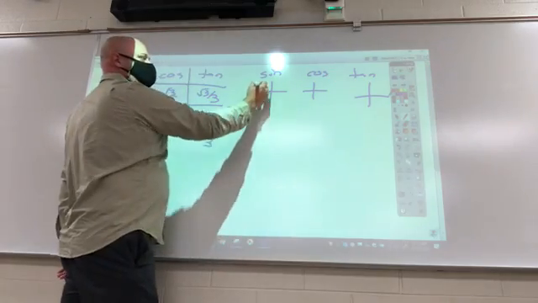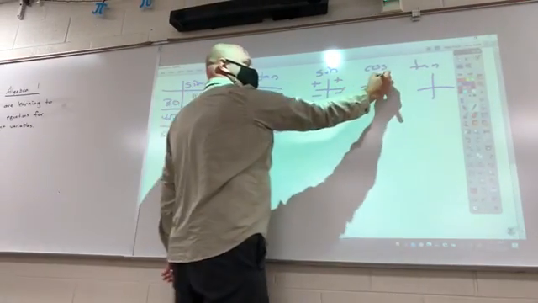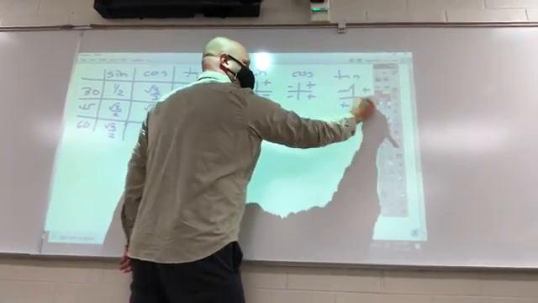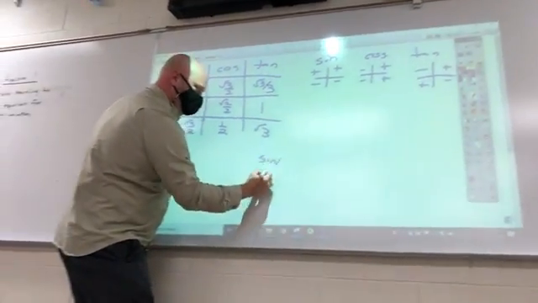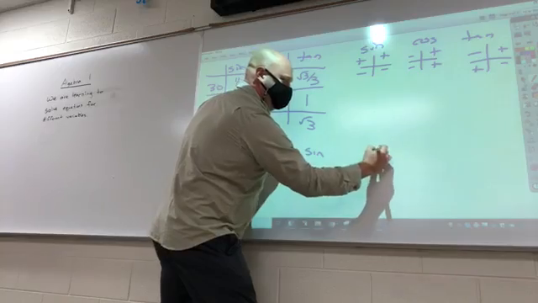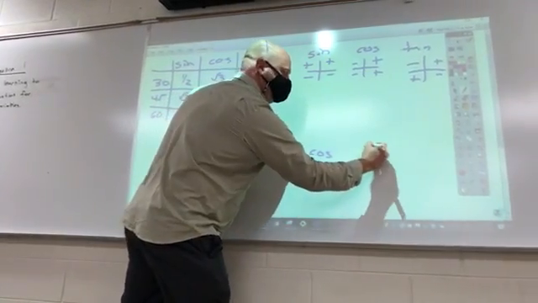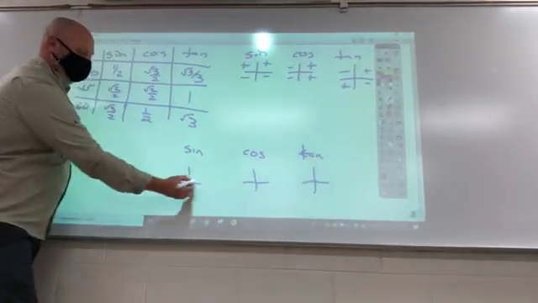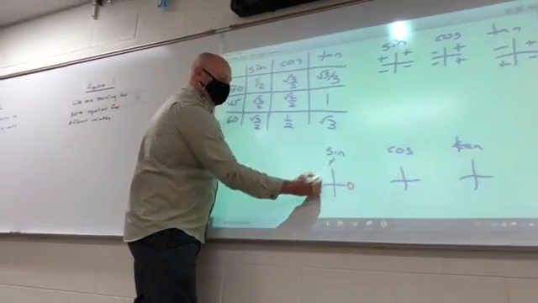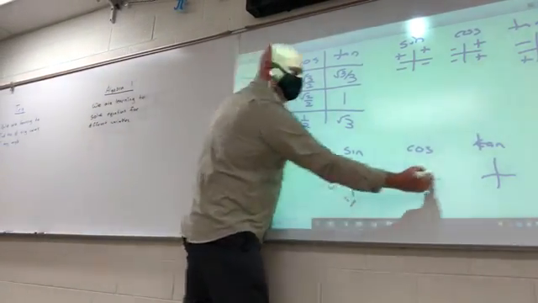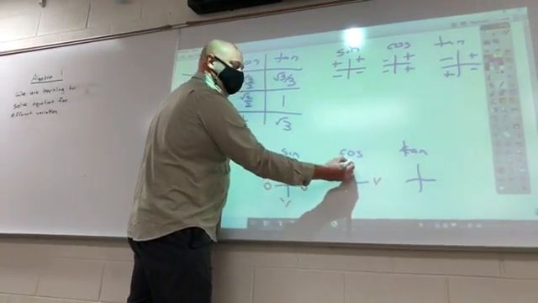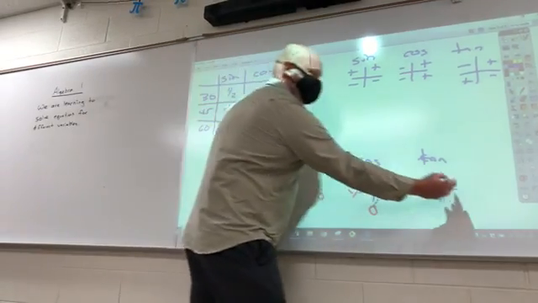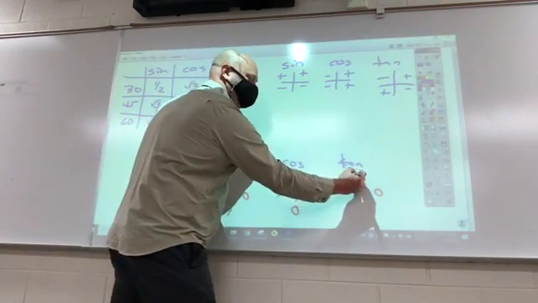When is sine positive? Cosine? Right, 2. Tangent? First and third. You're also going to need your quadrantals. What's sine of 0? 0, 90, negative 1. Cosine of 0, 1. Cosine 90. Tangent of 0, 0, undefined.